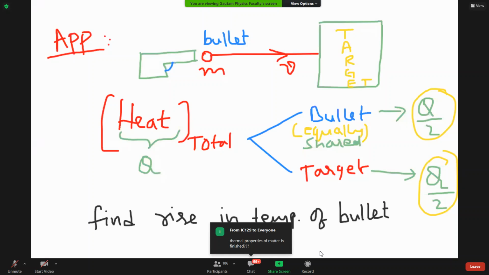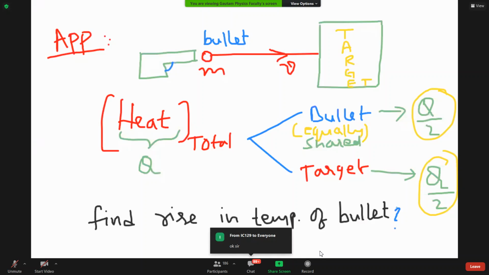We are running according to the schedule. Thermal properties of matter is not totally completed. Some parts, conduction, that is transmission of heat, conduction, convection, radiation, they asked us to complete after thermodynamics and KTG, gases and KTG. So now we are going with this topic. Please concentrate. Find the rise of temperature of the bullet.